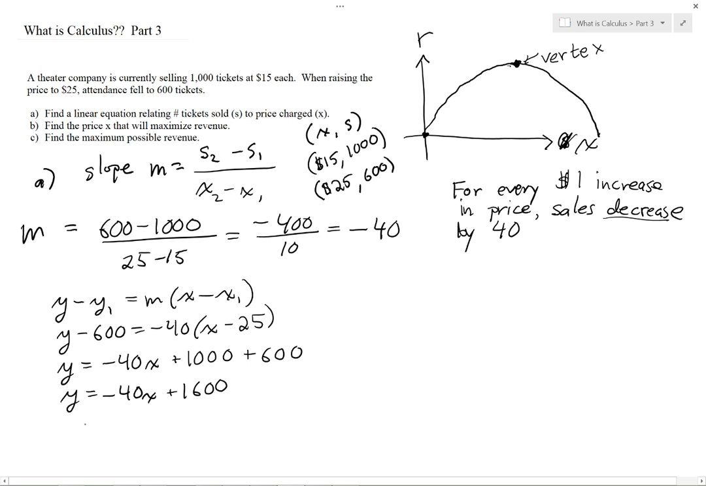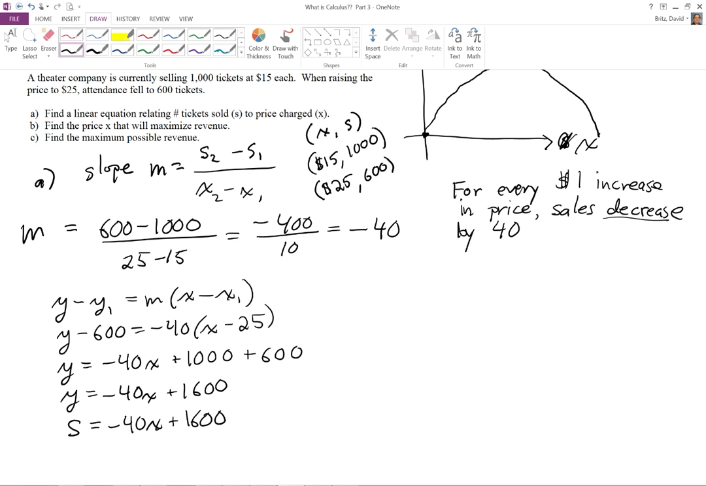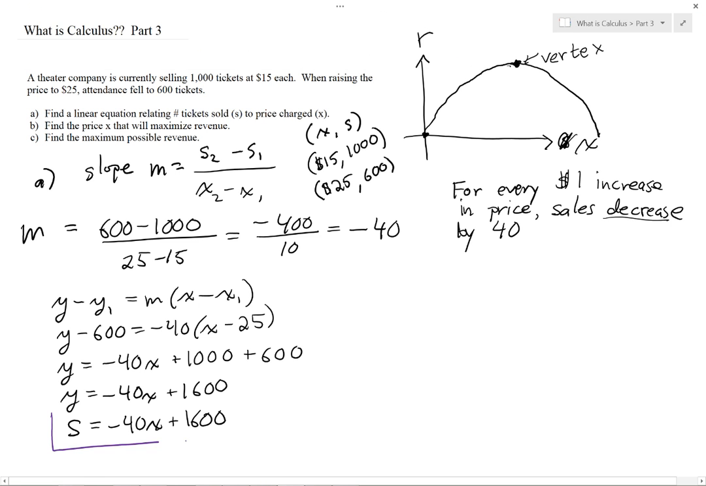And actually, I've got to change that to s. Remember, that's r. Okay, so that's our equation. That is the equation that relates the selling price to the number sold. I should say, I keep putting S. S is the number sold.